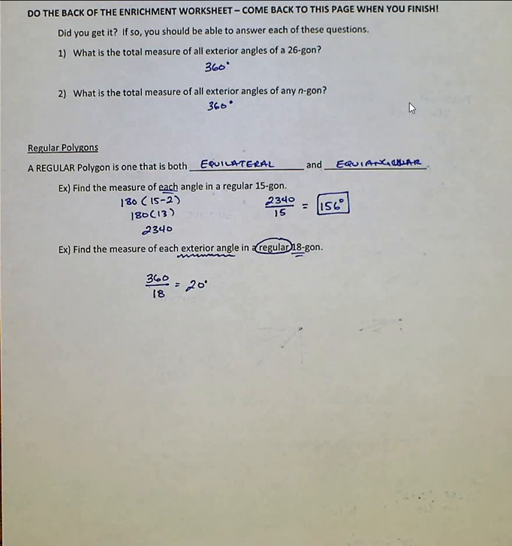So in this video we talked about the polygon angle sum theorem, and we talked about the exterior angle sum theorem. You should be able to use both of those to find missing angles in polygons. And you should be able to tell the difference between a convex and concave polygon.